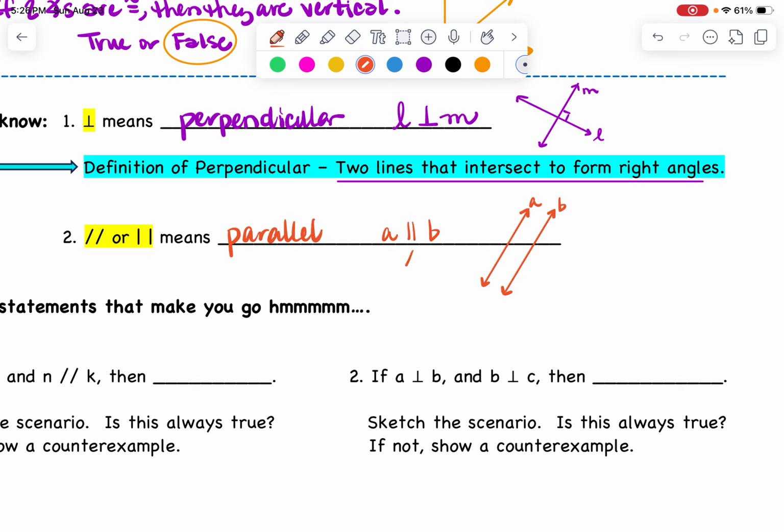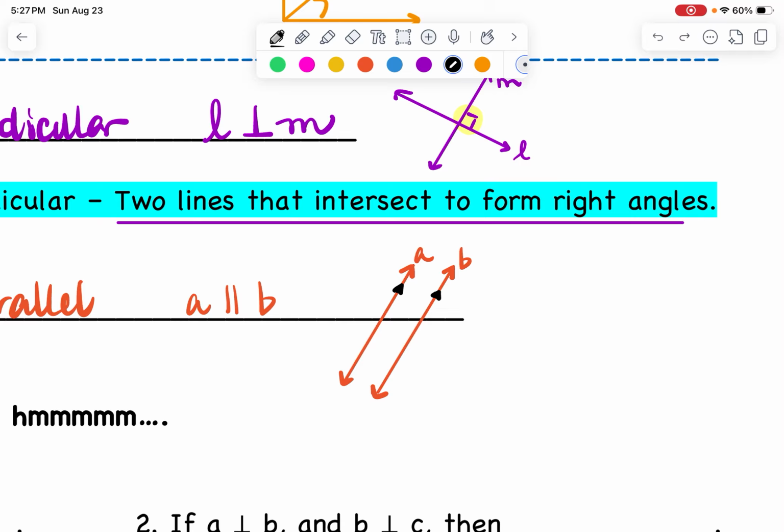If you have multiple parallel lines, then you put another set of arrows. It's kind of like congruency marks. You match up the number of arrows. So that's kind of what that looks like.